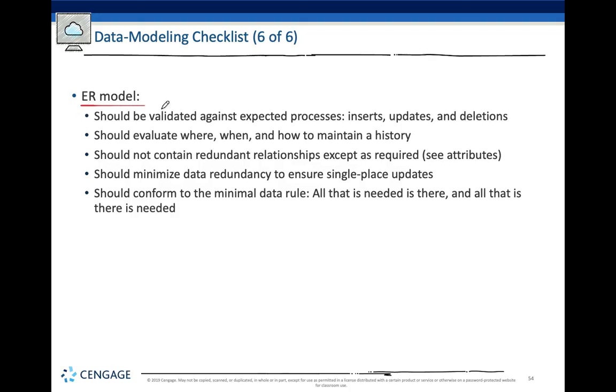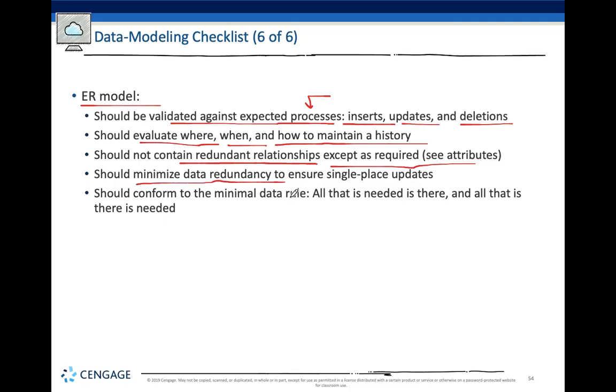The ER model should be validated against expected processes. Will the inserts, updates, and deletions work as expected, as the business processes work? Will inserts, updates, and deletions all be supported by this particular ER model? The ER model should evaluate where, when, and how to maintain a history. It should not contain redundant relationships except if it is required. It should minimize data redundancy to ensure single place updates.